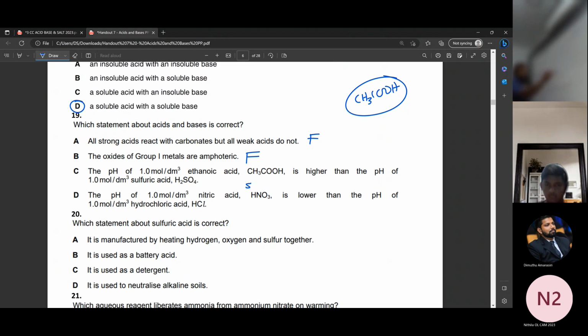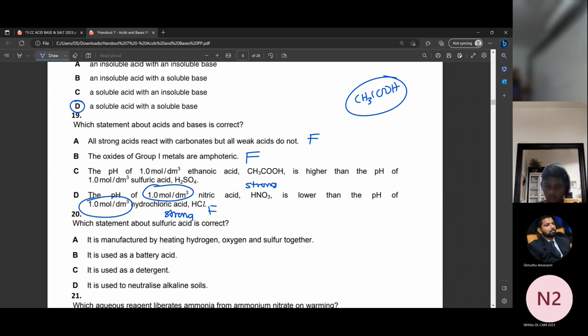Nitric is a strong acid. HCl is also what? Strong acid. Both of them have the same concentration. Then the pH should be what? Same. Therefore, this is false. Since those are false, you choose C is correct. But we'll see why C is correct.